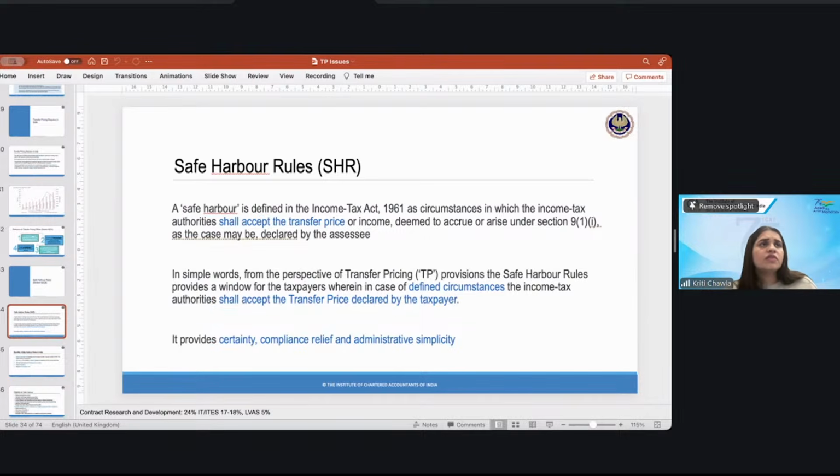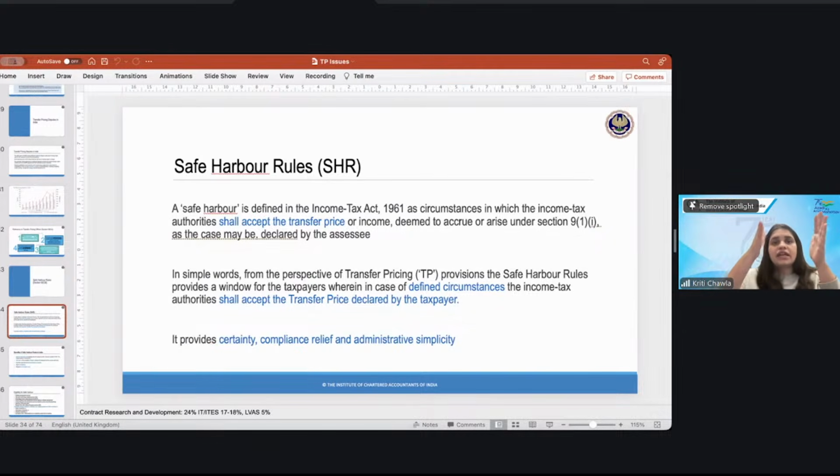The taxpayer always mentioned a lesser margin, and the tax authorities always used to come up with a higher margin. So this is the reason they came up with this particular concept, which is called safe harbor rules. So what they've actually done in the Income Tax Act of 1961 is that they have defined some circumstances. These circumstances are: do you provide contract research and development services? Do you provide IT services? Do you provide ITES services?